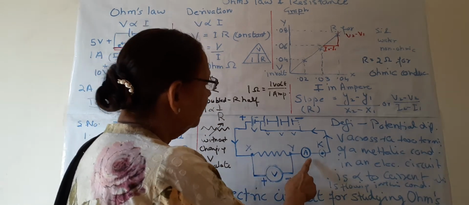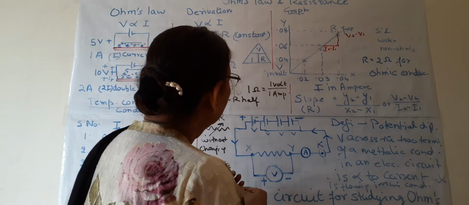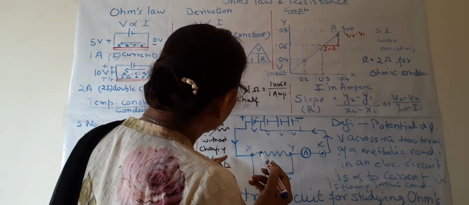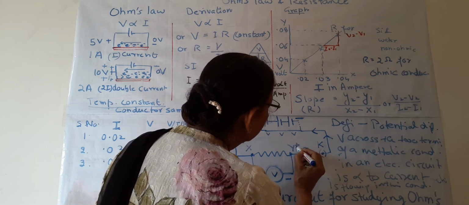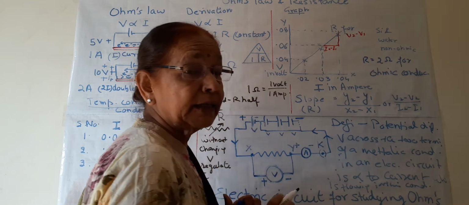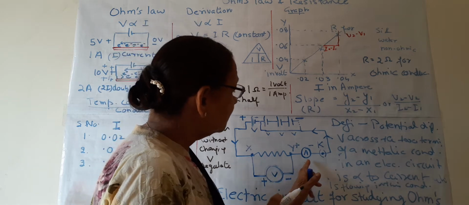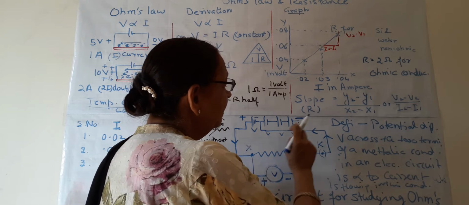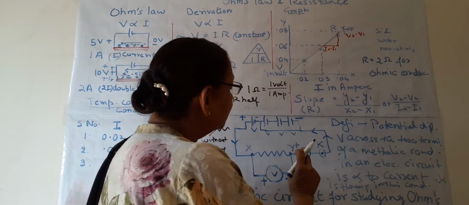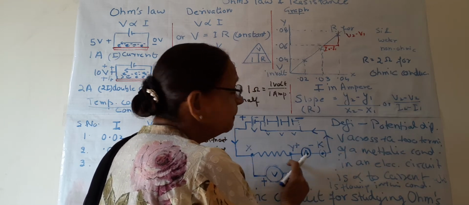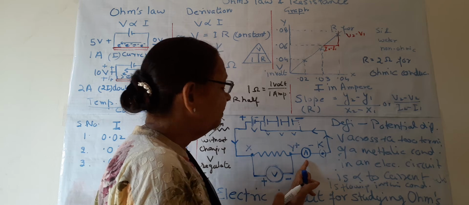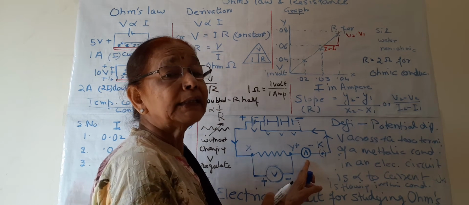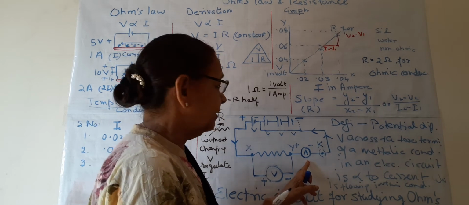The next component is the ammeter. If this is the positive side and current is coming like this, we will write plus here and minus here. And this is joined in series in the circuit. Series means along with this conductor. And this ammeter measures the current in the circuit.